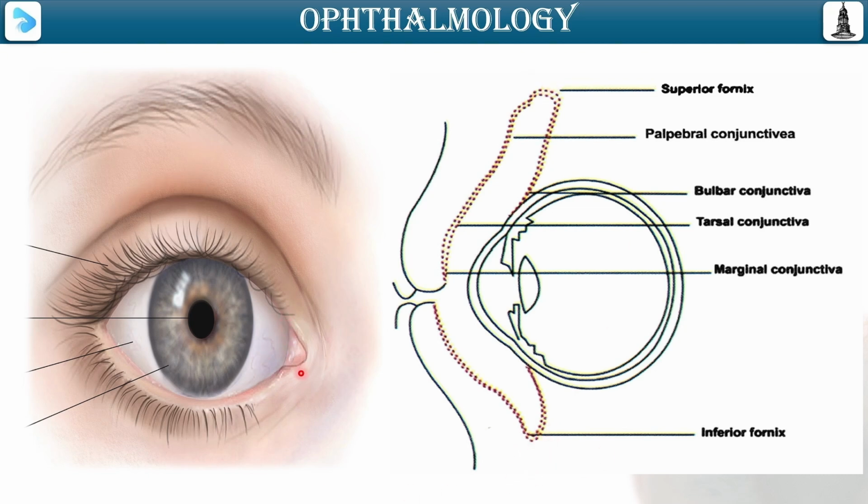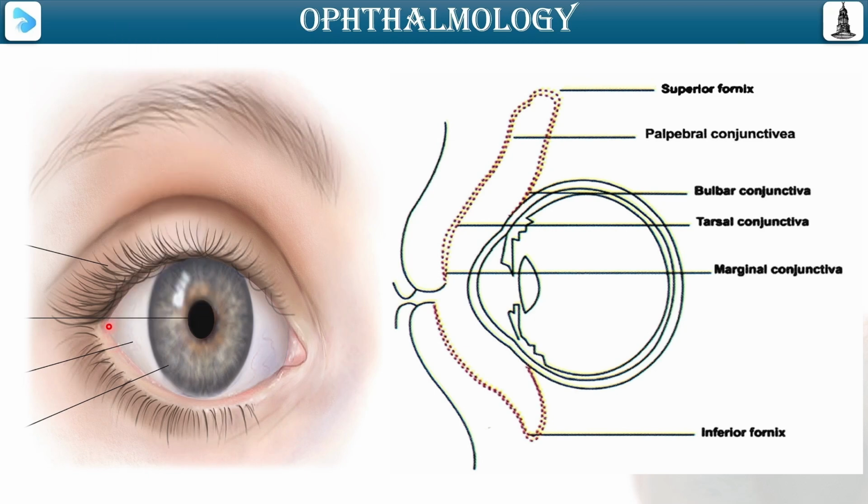So let's state this again. This part I'm pointing to here is the bulbar part, the part that covers the outer surface of the eye, or the sclera. The part under the upper lid and under the lower lid is called the palpebral part. And the last thing is this curve here. I don't know if you can see it or not, but it's under here.